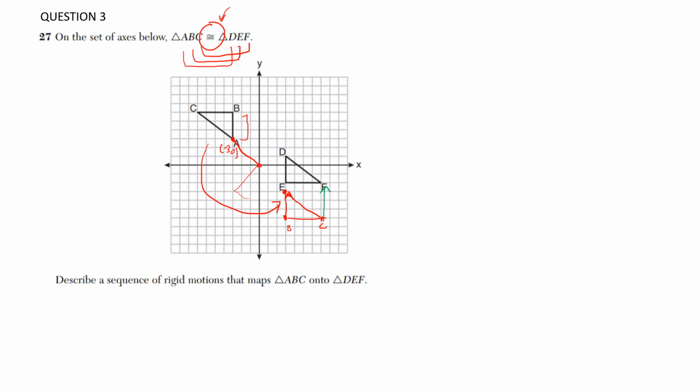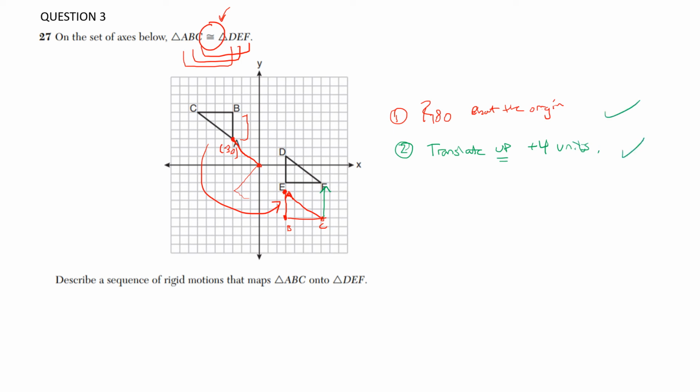So a complete and accurate answer to this would just be to say a rotation of 180 degrees about the origin, okay? So that's step 1. And then step 2 is to translate up, okay? That's plus 4 units, okay?